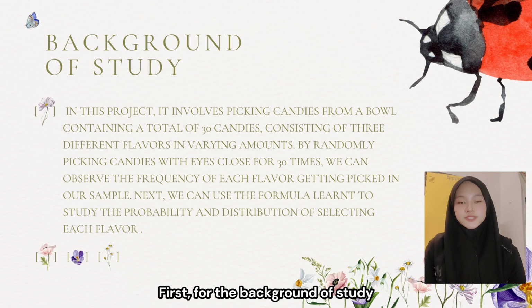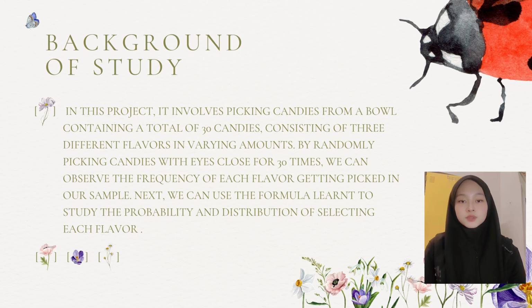First, for the background of study, in this project, it involves picking candies from a bowl containing a total of 30 candies, consisting of 3 different flavors in varying amounts. By randomly picking candies with our eyes closed for 30 times, we can observe the frequency of each flavor getting picked in our sample. Next, we can use the formula learned to study the probability and distribution of selecting each flavor.